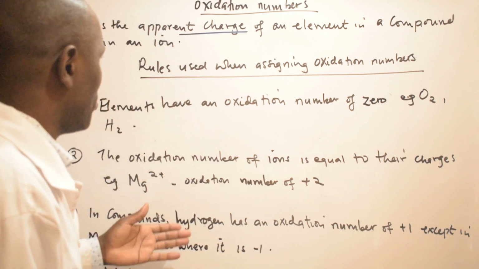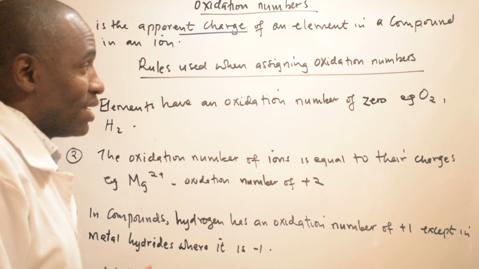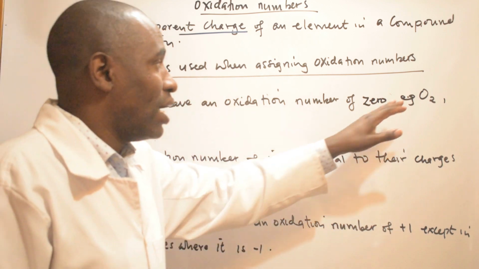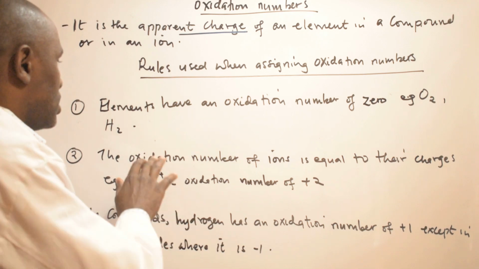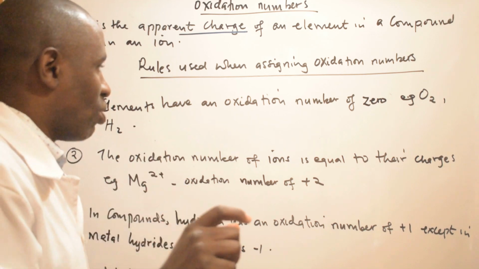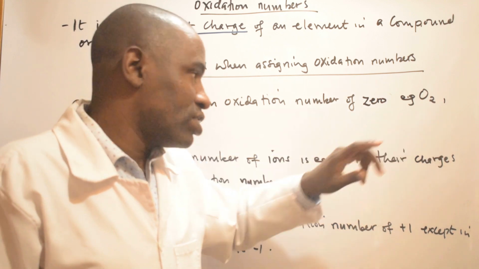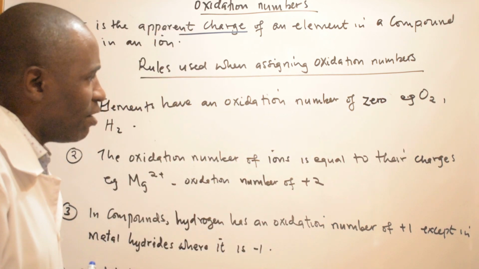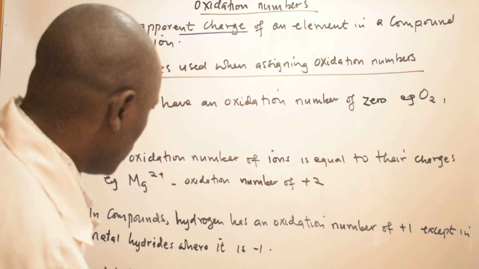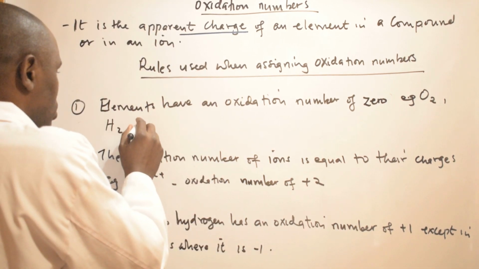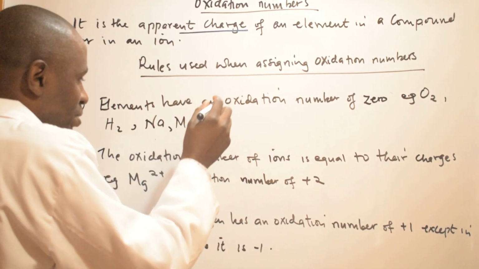So let's have a look at some of the rules that we are going to use when assigning oxidation numbers. One of them: elements will have an oxidation number of 0. For instance, oxygen, hydrogen, not just non-metals, just anything, sodium, magnesium, and so on and so forth.